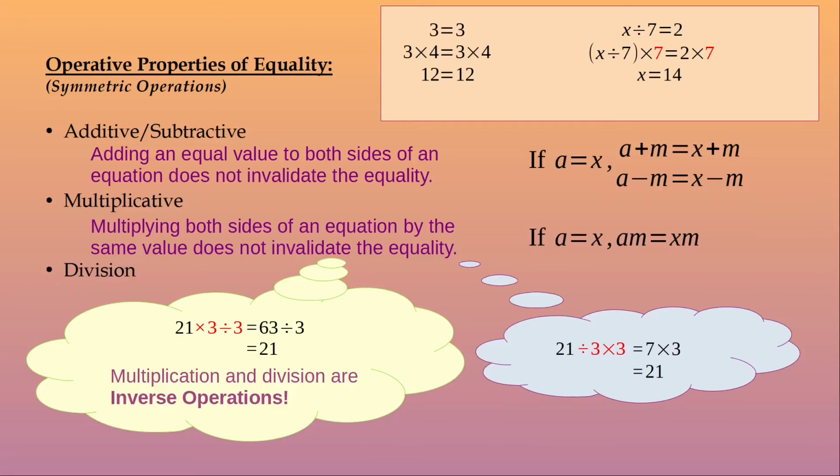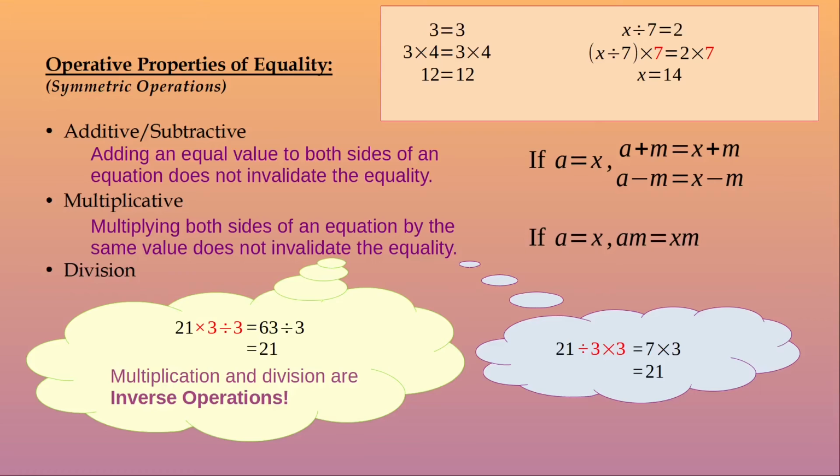In general, we will say that if a equals x, yet again it's just saying if the left side is equal to the right side, then a times m is equal to x times m. So I can multiply both sides by the same number, whatever it happens to be, and it will still be equal. One note that I want to make about this before we move on.